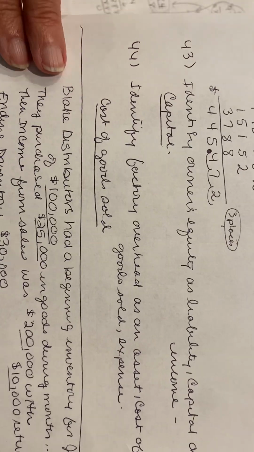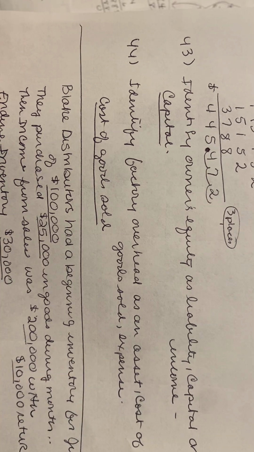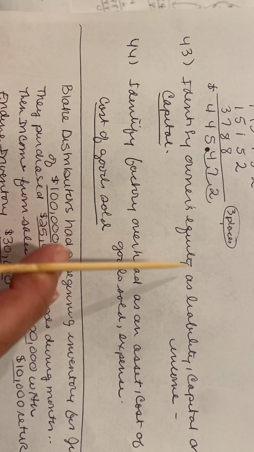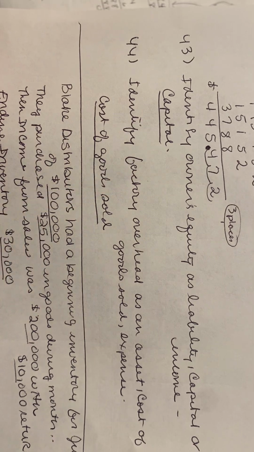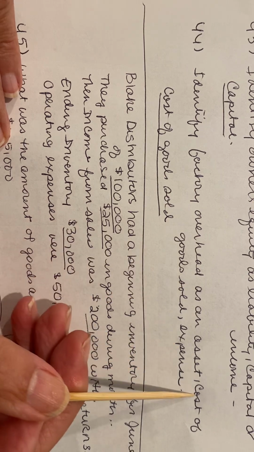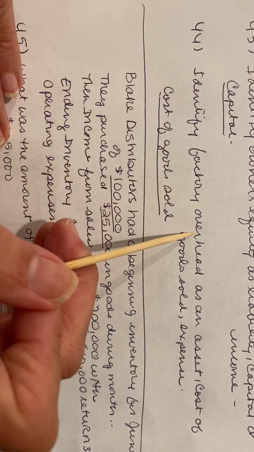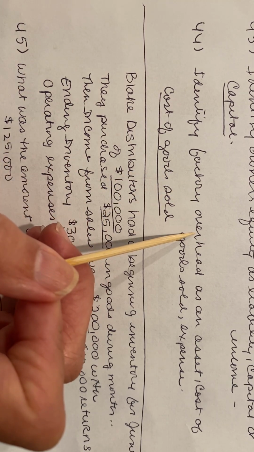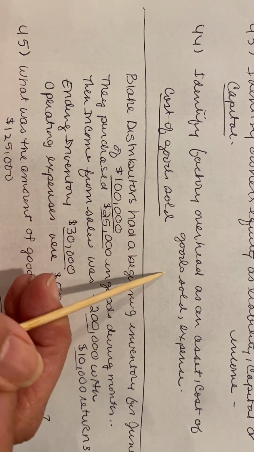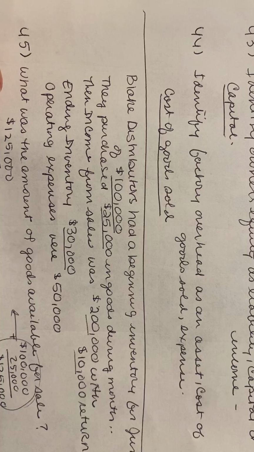Number 43. Identify the owner's equity as liability, capital, or income. Anytime you have owner's equity, I told you that over and over, it's going to be capital. That's an easy one. Identify factory overhead as an asset, cost of goods sold, or expense. If you have factory overhead, that's what they're making your goods with. So it's going to be cost of goods sold because the factory is making it, and you're going to have to pay for it as they make their goods for you. So cost of goods sold is the answer.